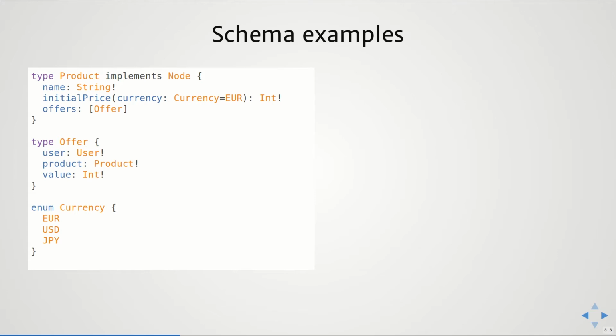There is also support for enums. So currency can be specified when requesting the initial price of the product. We can say we want euro or USD or something. And also, the exclamation mark is GraphQL's way of saying that this field is required in the response.